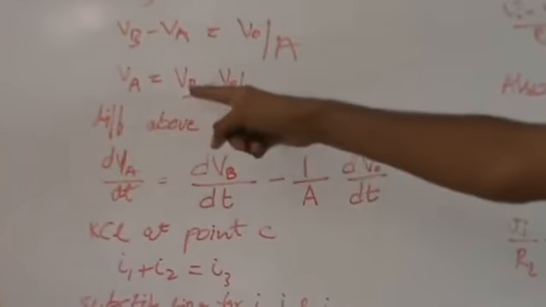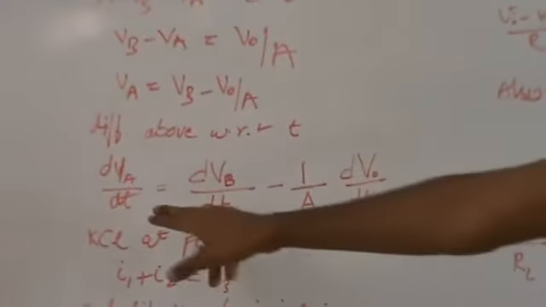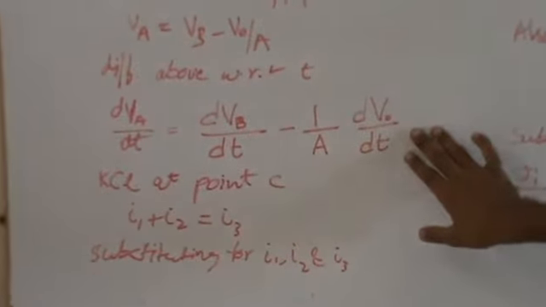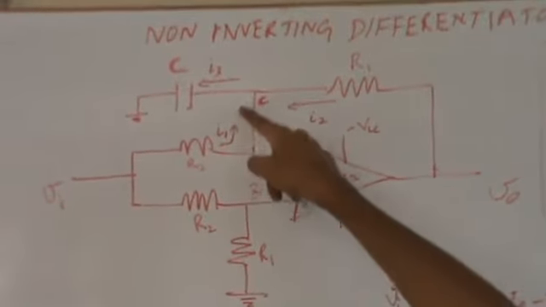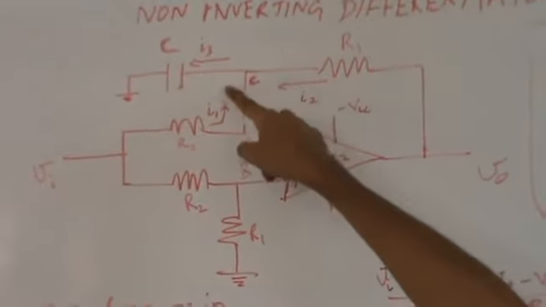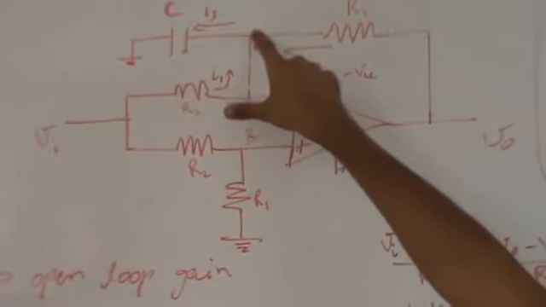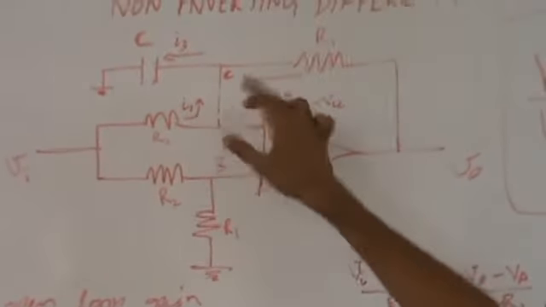Differentiating this equation, we get dVA by dt is equal to dVB by dt minus 1 by A dV0 by dt. Now, applying KCL at point C. Here, as you can see, we have different currents which come to this junction and leave the junction. You can see I1 and I2 are coming to this junction, and I3 is leaving. So, applying KCL, we get I1 plus I2 equal to I3.